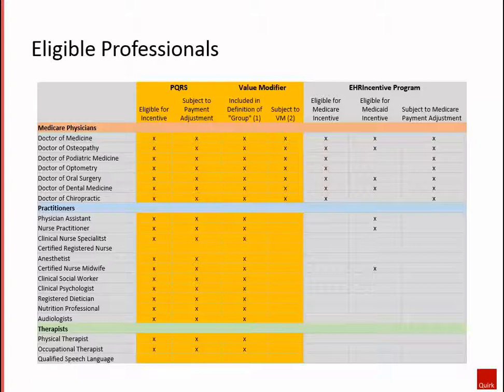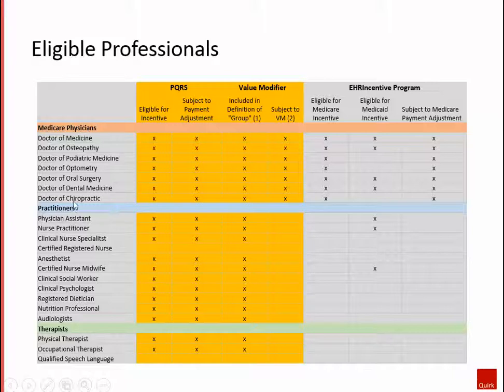So an eligible professional can be anyone that's listed in the first column in my table here. So it can be Medicare physicians, it can be a MD, a DO, a doctor of podiatric medicine, a doctor of optometry, a doctor of oral surgery, a doctor of dental medicine, or a doctor of chiropractic.